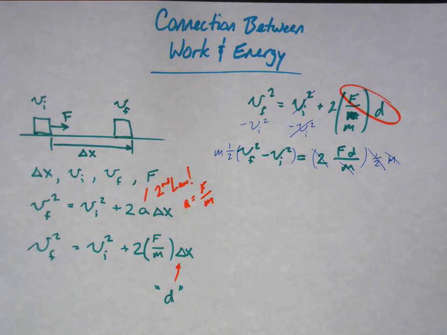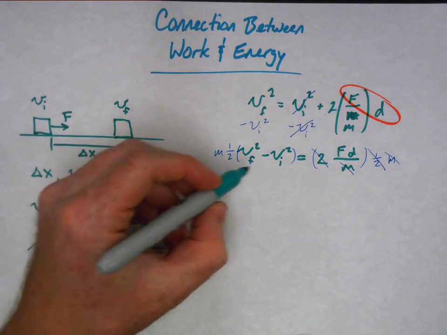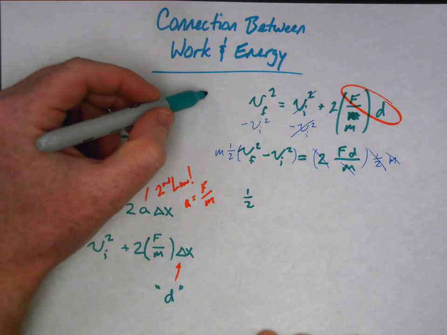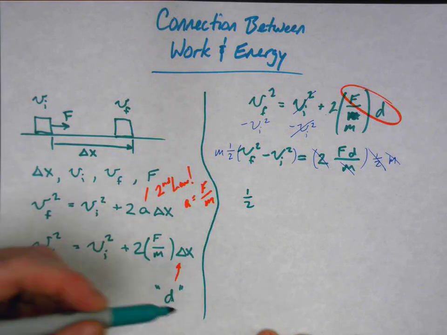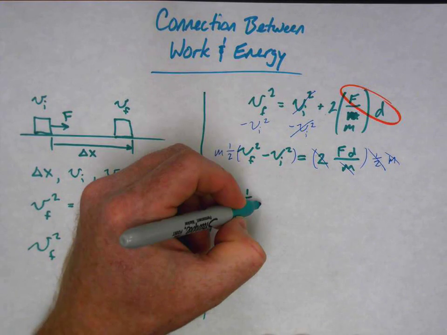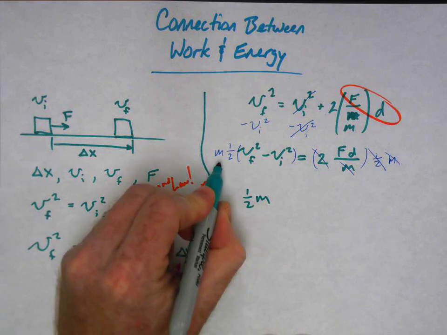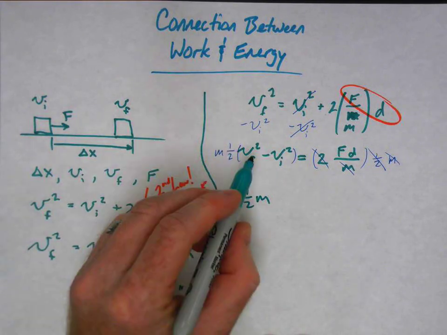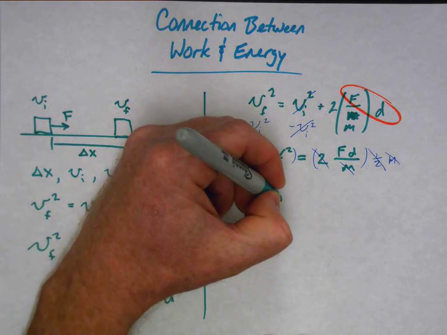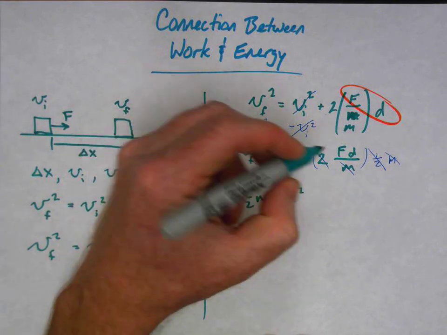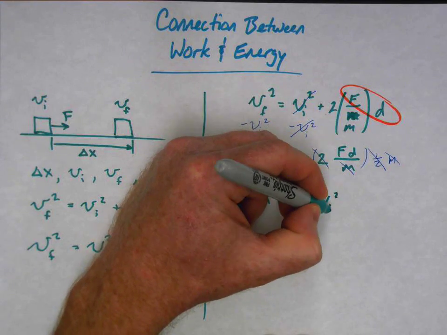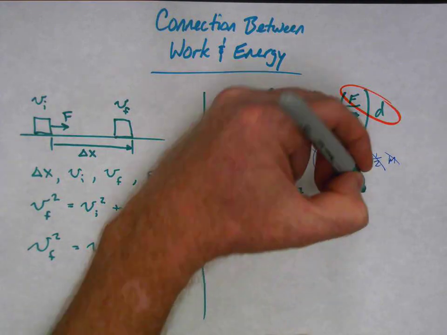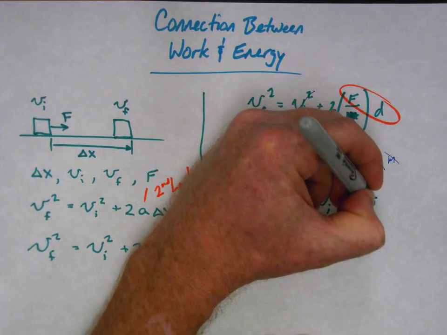And so let me rewrite this as neat as I can. I've got 1/2, and I've got an m. Why did I switch them? There's no particular reason. The order doesn't matter. And I'm multiplying by v final squared minus initial velocity squared, multiplying by that chunk right there. And over here, what do I have left? I've got force times distance, FD.